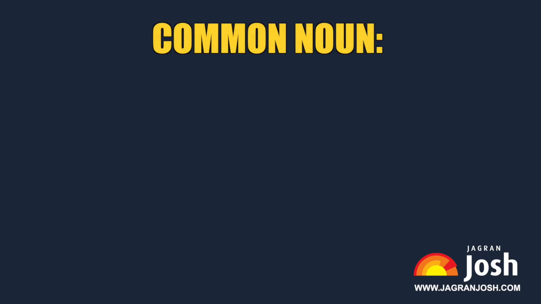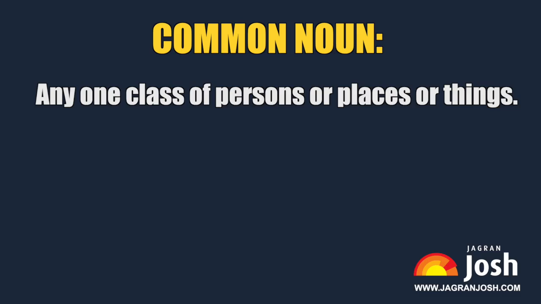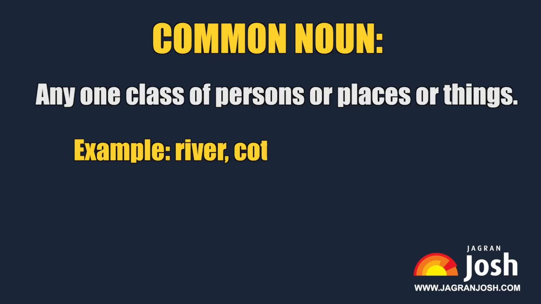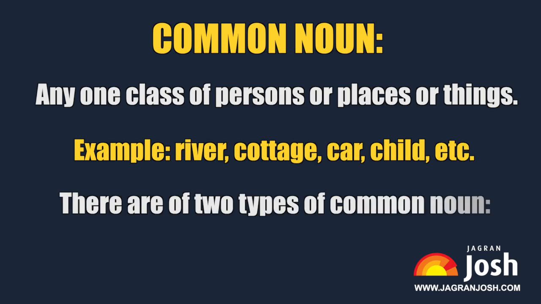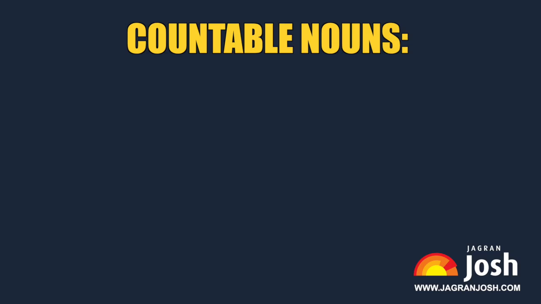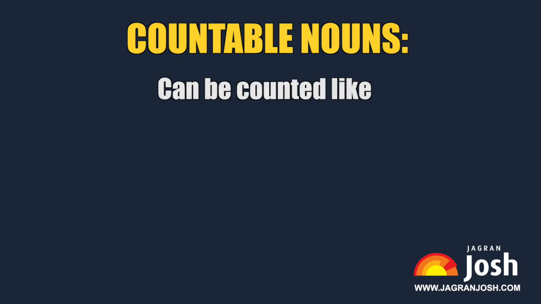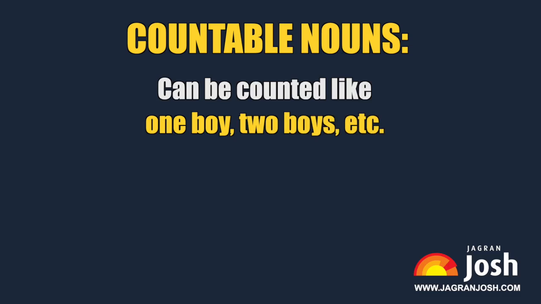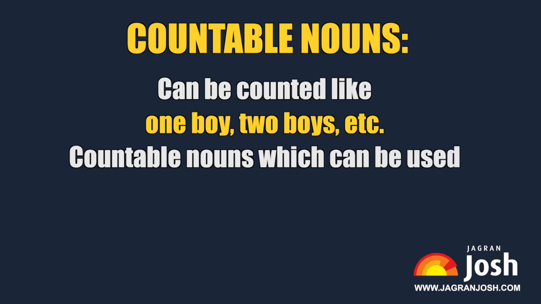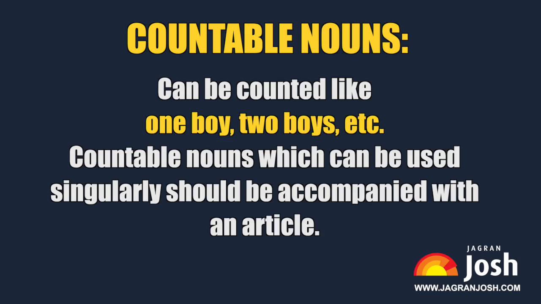Common noun. Names that can be applied to any one class of persons or places or things. Examples: river, cottage, car, child, etc. There are 2 types of common noun. Countable nouns. Those can be counted like 1 boy, 2 boys, etc. Countable nouns, which can be used singularly, should be accompanied with an article.